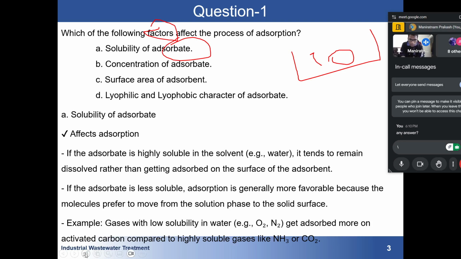Example: gases with low solubility get adsorbed more on activated carbon compared to highly soluble gases like ammonia. This is an example of a gas, but I am also giving an example of an industrial contaminant. If we consider arsenic, and we want to treat arsenic, then we generally add iron. The arsenic will get adsorbed on the surface of the iron because arsenic has affinity toward the iron surface. But if there is no affinity and some other solid is added, then arsenic tends to remain in the dissolved form only. So the correct answer is A.